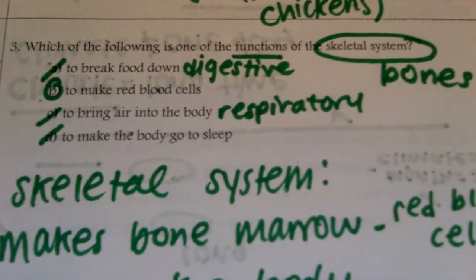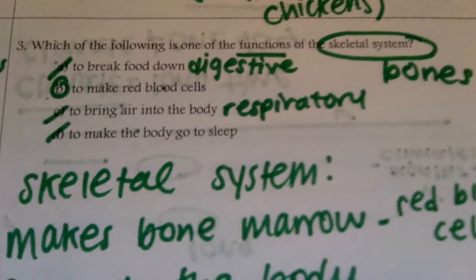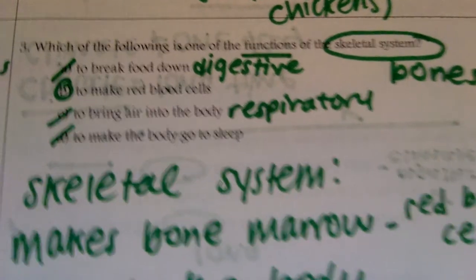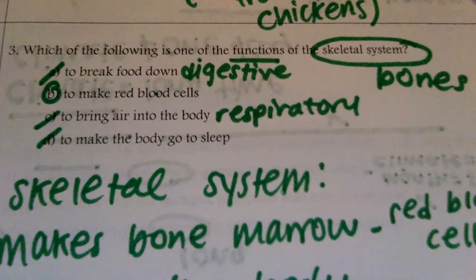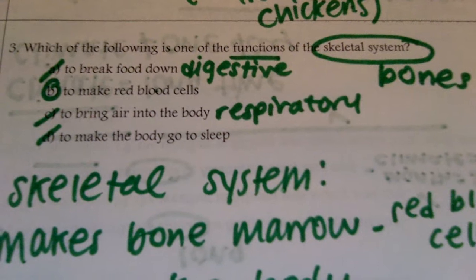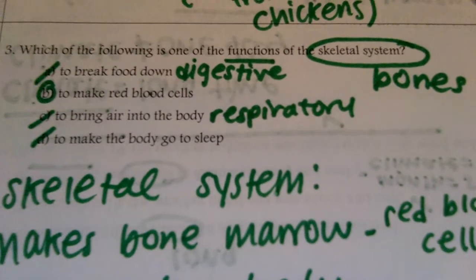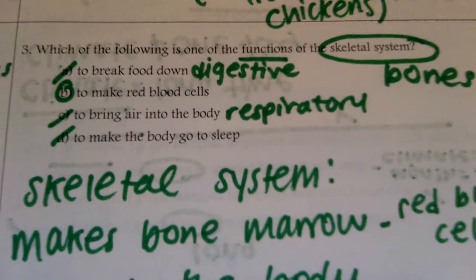Just to be sure, answer choice C says to bring air into the body. That's the job of the respiratory system. That includes our lungs. We haven't learned about that, but you will learn about it in 4th grade. Answer choice D, to make the body go to sleep. Logically, we know that our bones are not going to help us go to sleep, so we can make a best guess about the best choice being answer B.